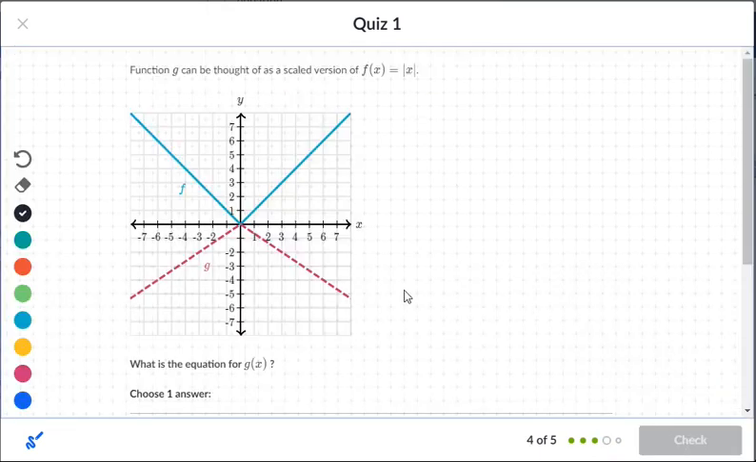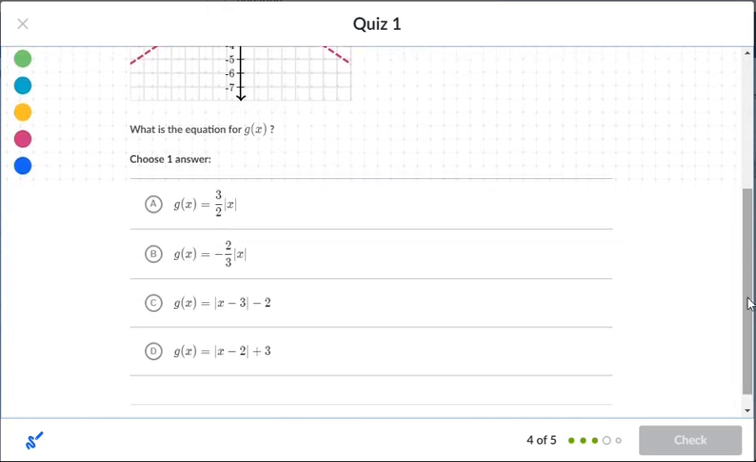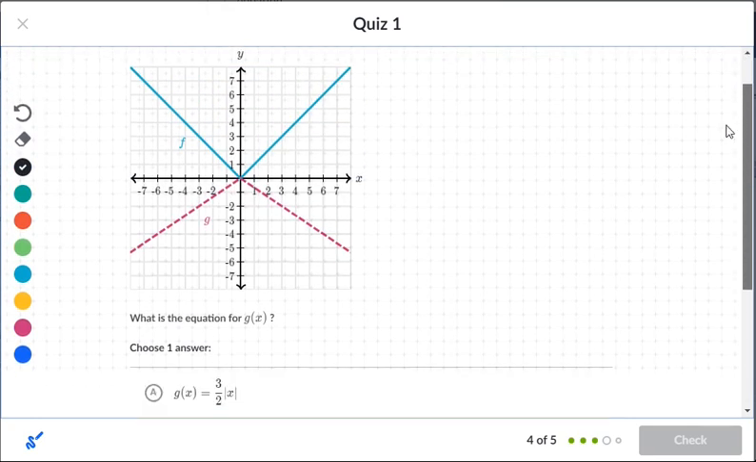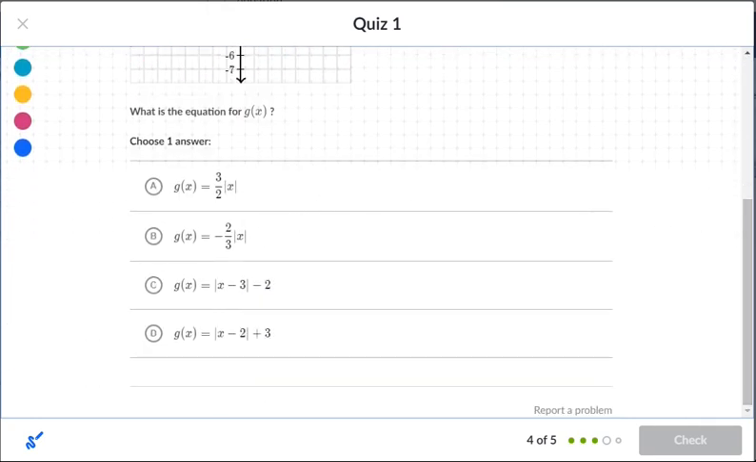Okay, let's take a look at this problem here. Again, we want to look at our possible choices here. This should be a matching one. And they give us variations here. They give us fractions such as 3 over 2x, negative 2 over 3x. We have the x minus 3 minus 2, and the x minus 2 plus 3. Now if you knew that one trick, you could answer this question right away. You could immediately say, oh, the answer is B.